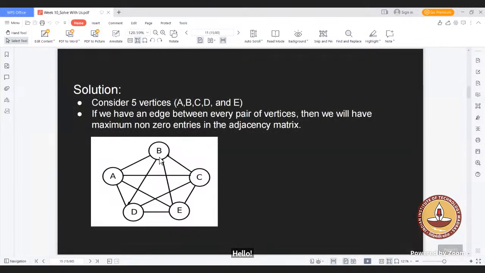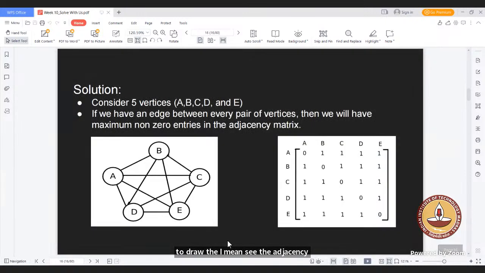So this will be the graph. This is also called a complete graph, where every vertex is connected with each other. If we draw the adjacency matrix of this graph, it will be like this. The diagonal entries will be 0, but in every other place there will be 1. There will be 25 entries in total, but 5 of them should be 0. Therefore, the maximum non-zero entries would be 20.